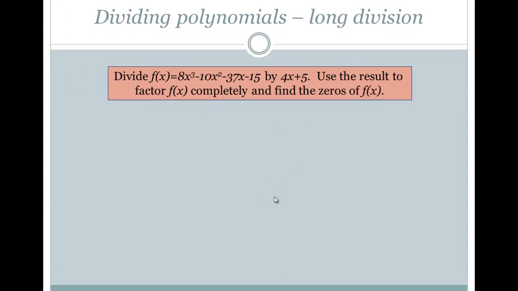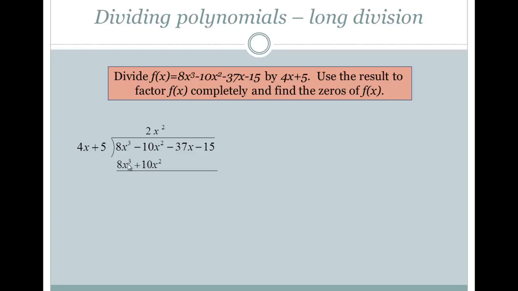And so hopefully you guys have seen this type of notation before. And basically the first step is, what do I multiply 4x by to get 8x cubed? And what you should see is it's 2x squared. So if I multiply this by 2x squared, what I'm going to get is 8x cubed plus 10x squared.